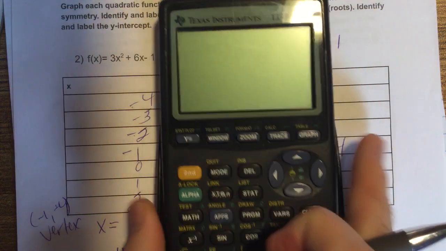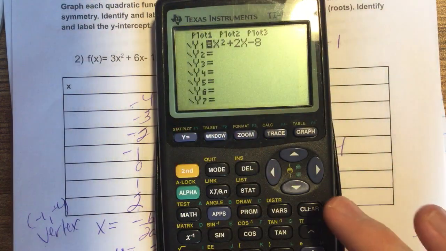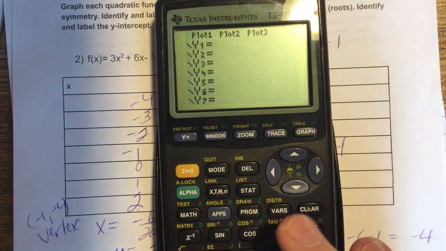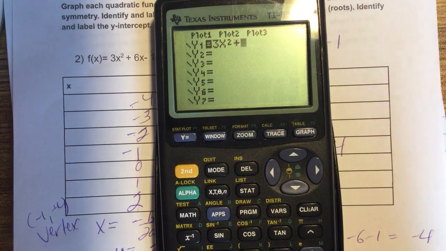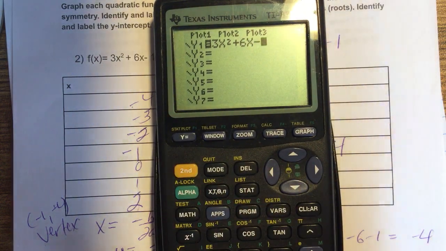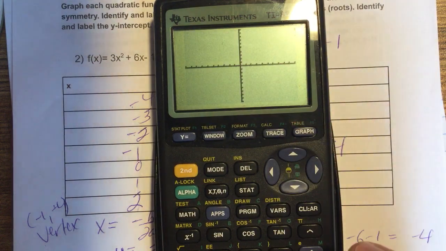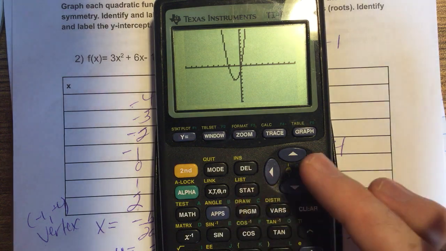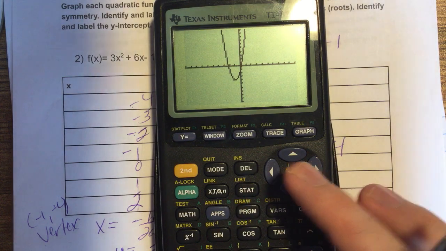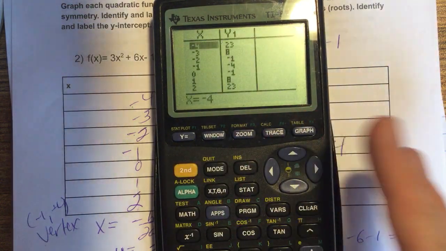We're going to use our calculator to help us. First, go to Y equals and plug the equation in. Y equals 3x squared plus 6x minus 1. And then go ahead and look at the graph. In this case, our window is appropriate. If not, we would have to have adjusted it. Go to second graph and find the table.